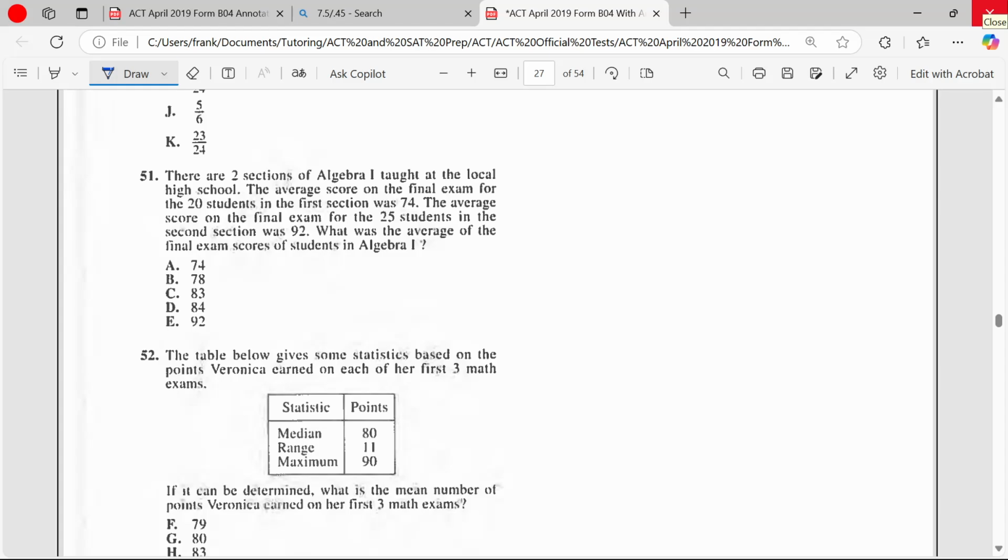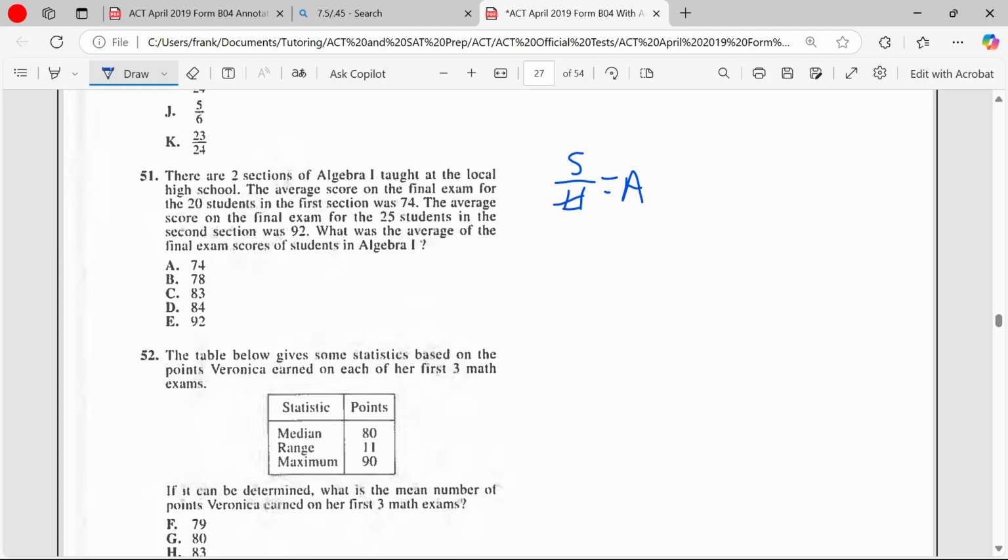There are two sections of Algebra 1 taught at high school. The average score on the final exam for the 20 students in the first section was 74. The average score for the 25 students in the second section was 92. What was the average of the final exam scores of all the students in Algebra 1? Remember, sum divided by number of numbers equals average. So if I can find the sum of all the students, and divide by the number of students, 20 and 25, so 45, I'll get the average.